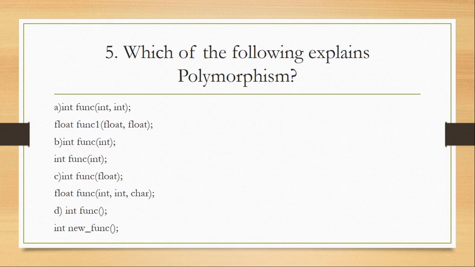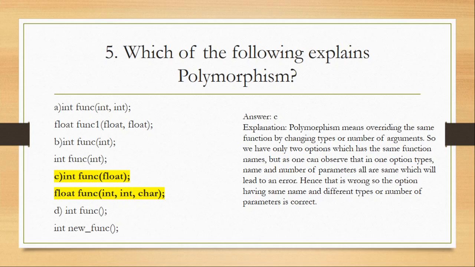Next question, which of the following explains polymorphism? Polymorphism, as we already discussed, is overriding of the function. So the option C: polymorphism means overriding the same function by changing the types or the number of arguments.